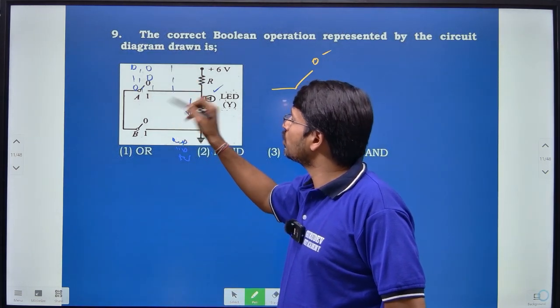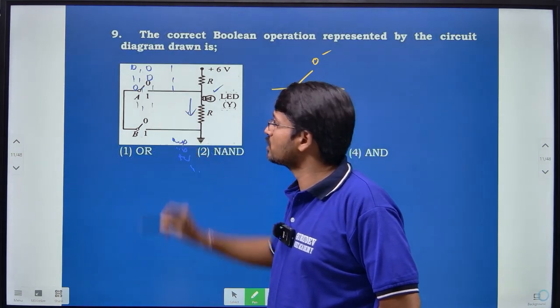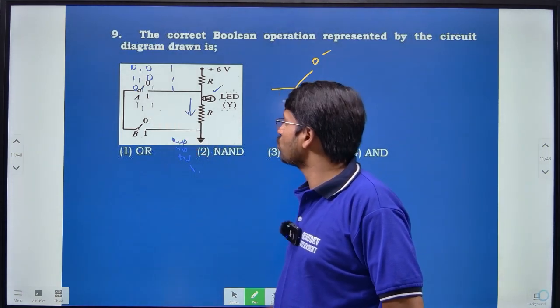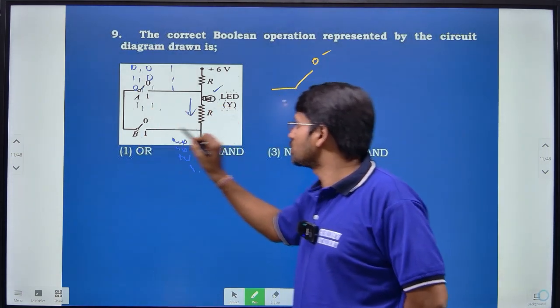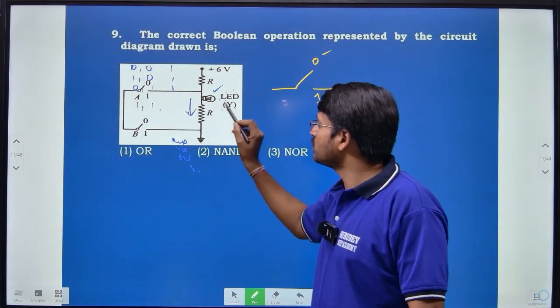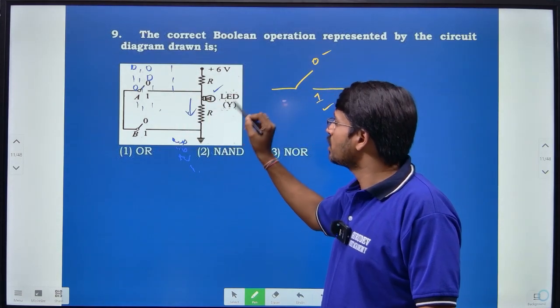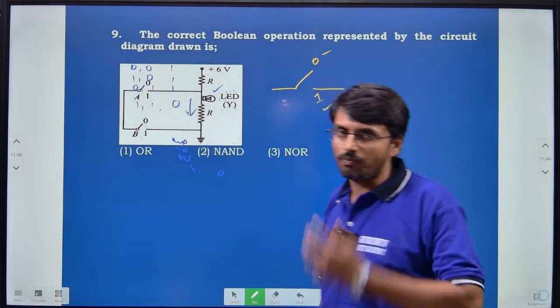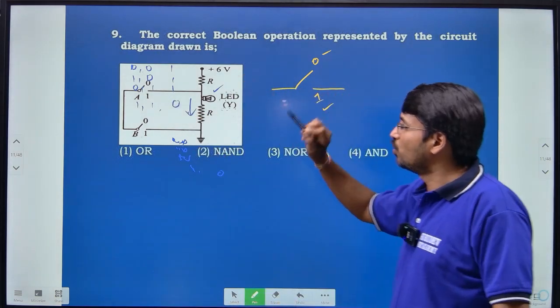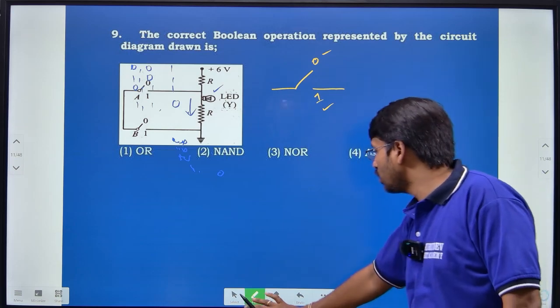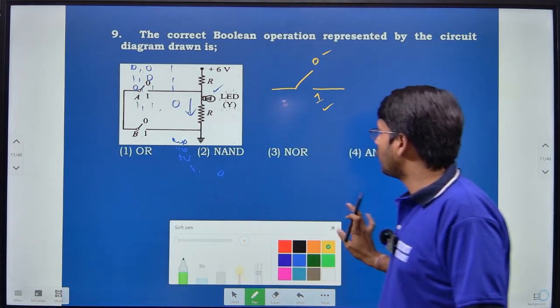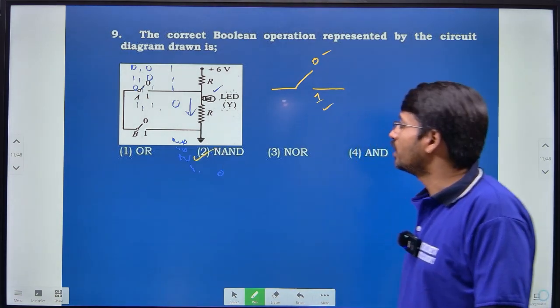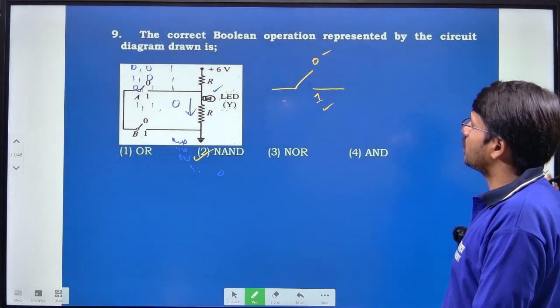If both are closed, we can take it as 1, 1. In that particular case, what happens? Current will not pass through this because it is short circuited, and the LED does not glow. As a result, we take this as 0. So 1 1 gives 0. That is the result for the case of the NAND gate. Therefore, the second one is the right answer.